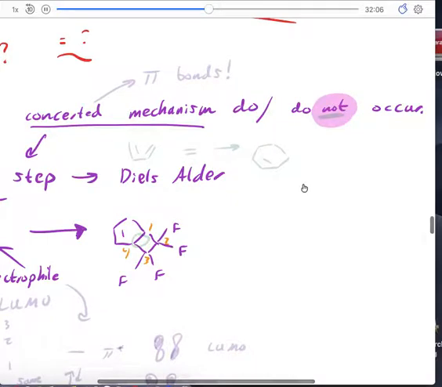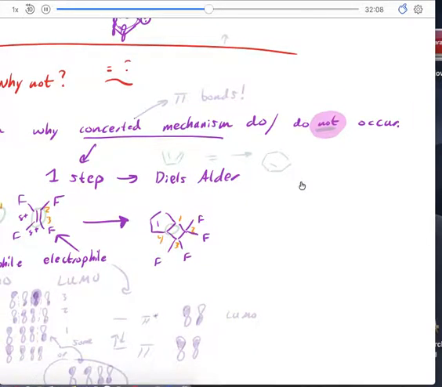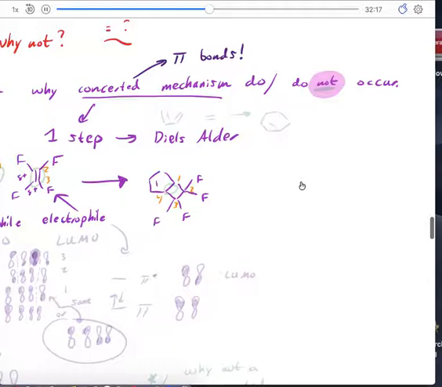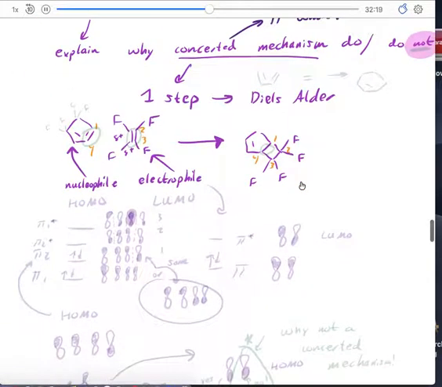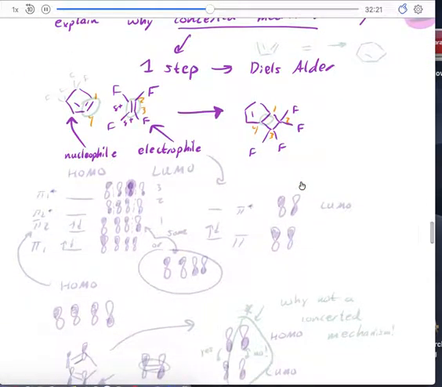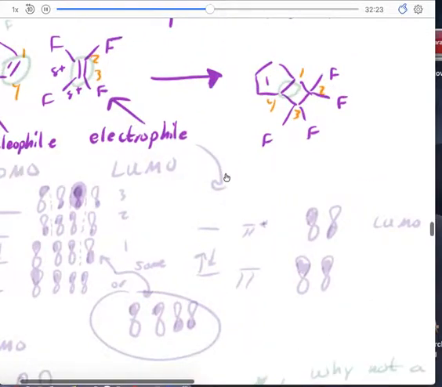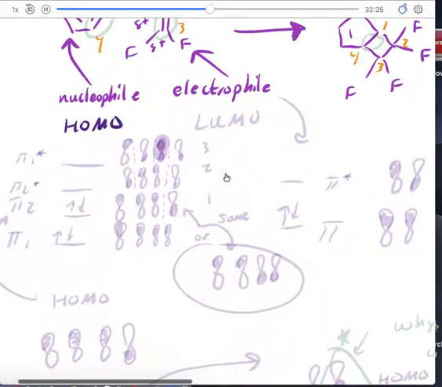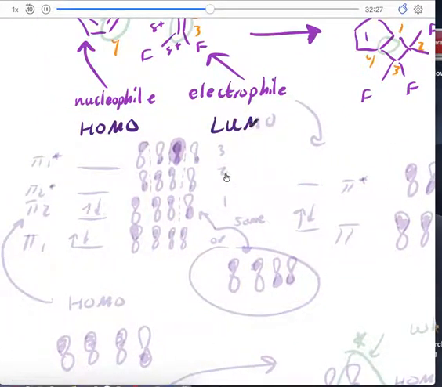And when we look at concerted mechanisms, we typically look at pi bonds. So we've got to analyze the HOMO and the LUMO of our nucleophile and our electrophile. So for the nucleophile, we're going to look at the HOMO, and for the electrophile, we're going to look at the LUMO. That's right, isn't it?